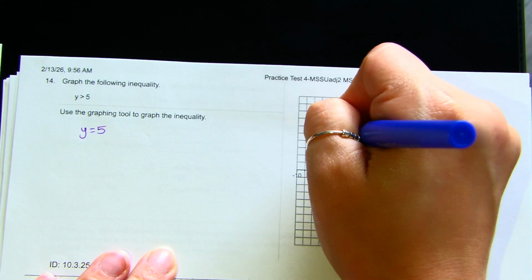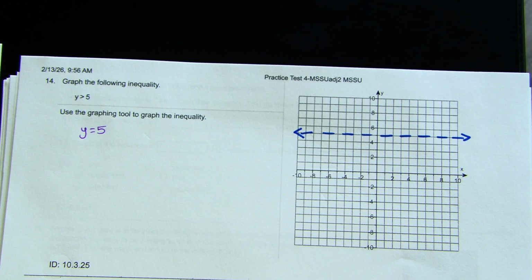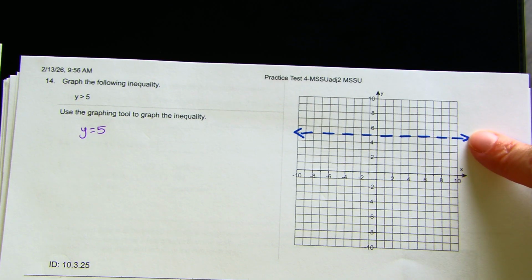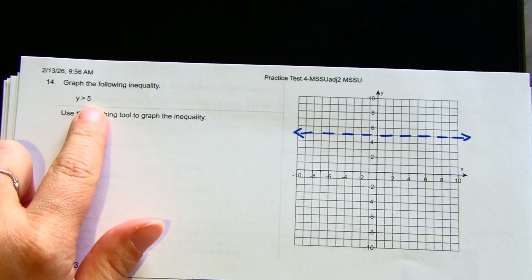Okay, now I have to shade. This one's a little bit easier, so I'm just going to kind of talk you through it instead of doing a test point. Y has to be greater than 5. So this is the line we just drew. Look at the values of my y up here and my values of y down here. Where do I have values greater than 5? Up here, because that's where 6, 7, 8, 9, 10 are. So I'm going to shade this top bit.